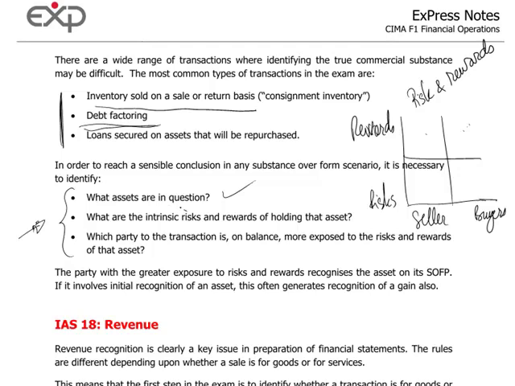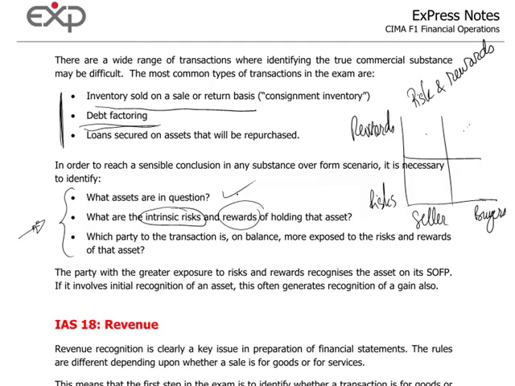Next, you're going to apply professional judgment on the risks and rewards of holding that asset. So what are the intrinsic risks and rewards of holding that asset? As I gave in the example, if something happens to that particular asset, if it burns, who's going to suffer? Don't tell me you claim that from insurance. That's a separate transaction, remember? But now, who's holding the risk of the asset?